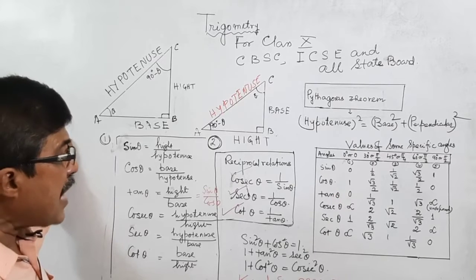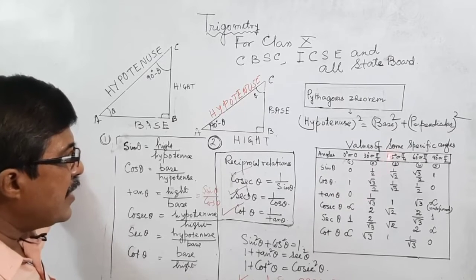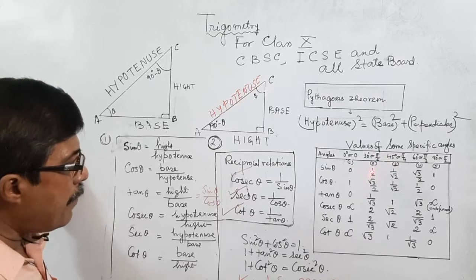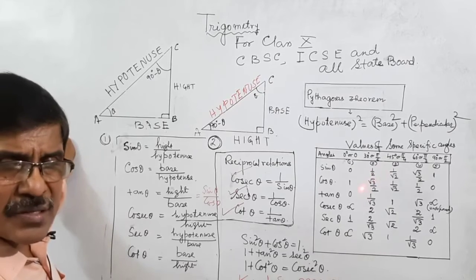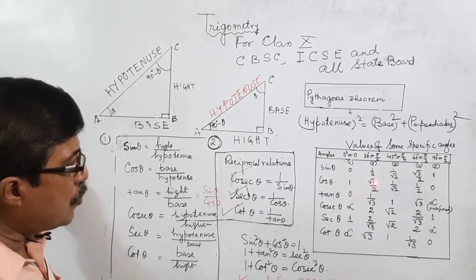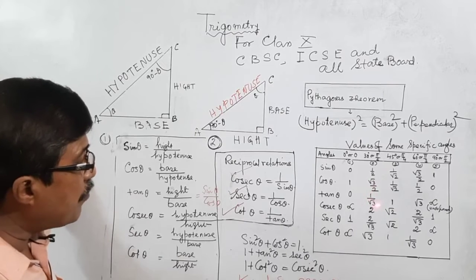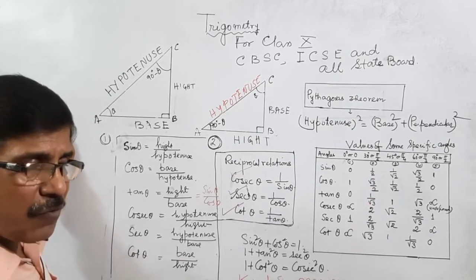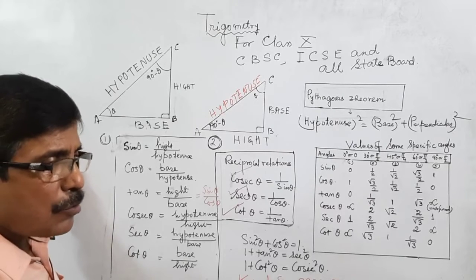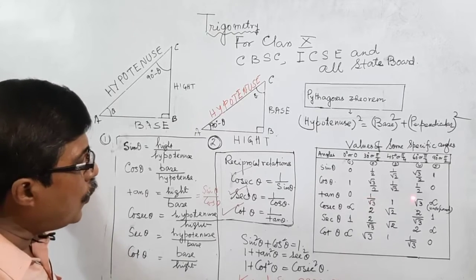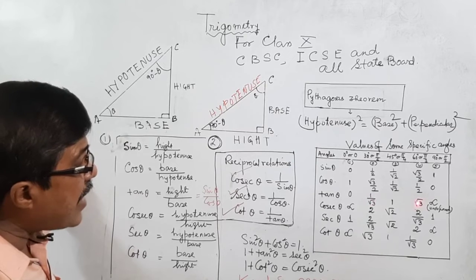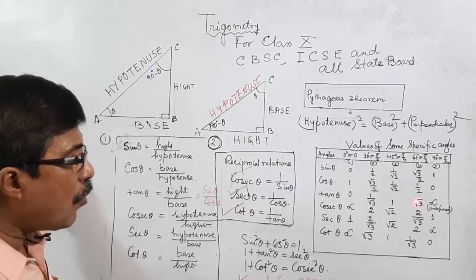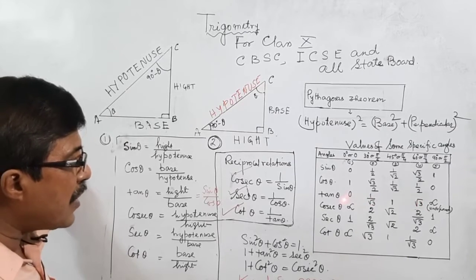Then tan 30 degree, sine 30 half upon cos 30 root 3 by 2, so we are getting 1 by root 3. That is a very important value at the time of doing sums. This value, and tan 60, are very important at the time of doing sums.